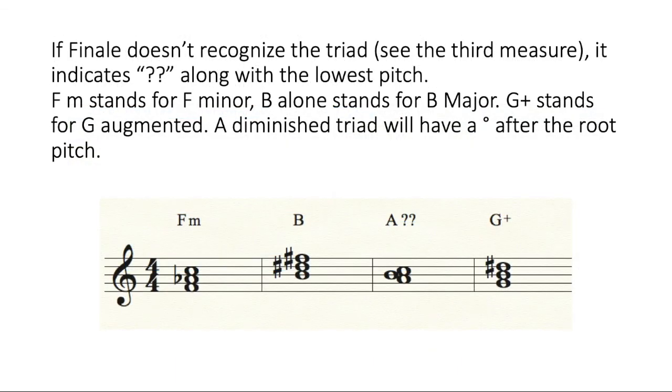If Finale doesn't recognize the triad, as in the case of the third measure here, it indicates a double question mark along with the lowest pitch. FM, to remind ourselves, stands for F minor. The B alone stands for B major. The G plus stands for G augmented. A diminished triad will have a degree sign after the root pitch.